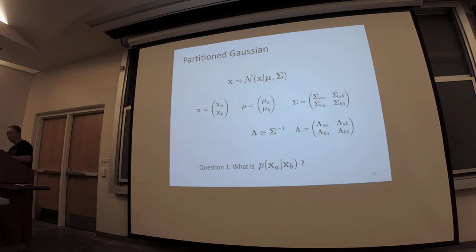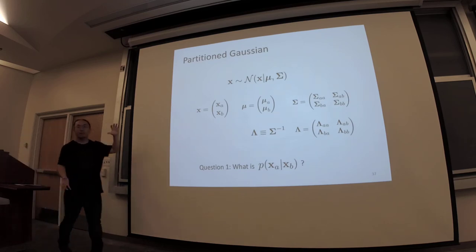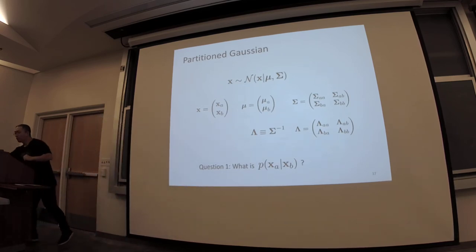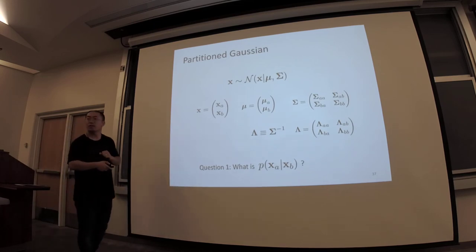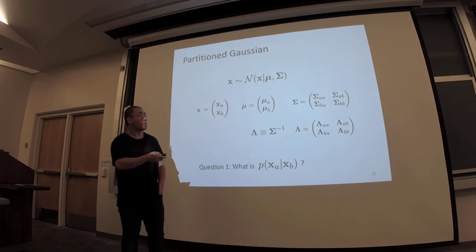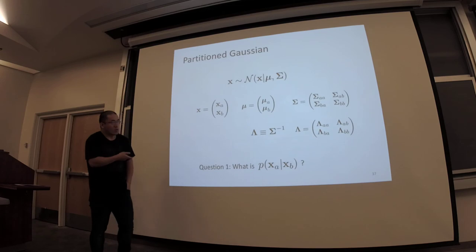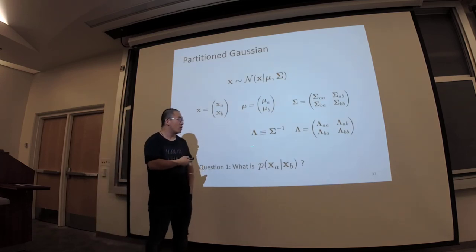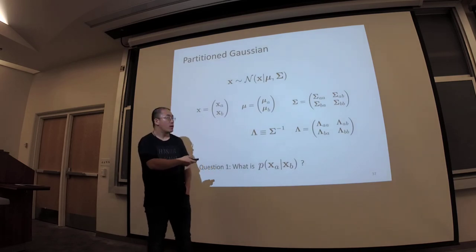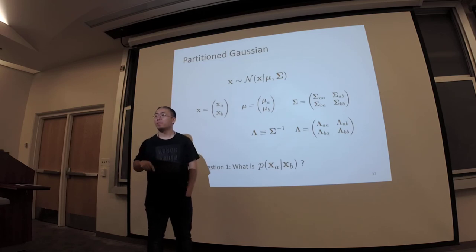So now let us go to an important topic I want to emphasize. Suppose we partition the vector into two parts, two subvectors, xA and xB, right? Correspondingly, we can partition the mean vector, mu A and mu B, and partition the whole covariance matrix into four blocks, sigma AA, sigma AB, sigma BA, and sigma BB, right? And then, correspondingly, if we want to parameterize this distribution with the precision matrix, we have corresponding blocks in the precision matrix. That's lambda AA, lambda AB, lambda BA, and lambda BB, right?